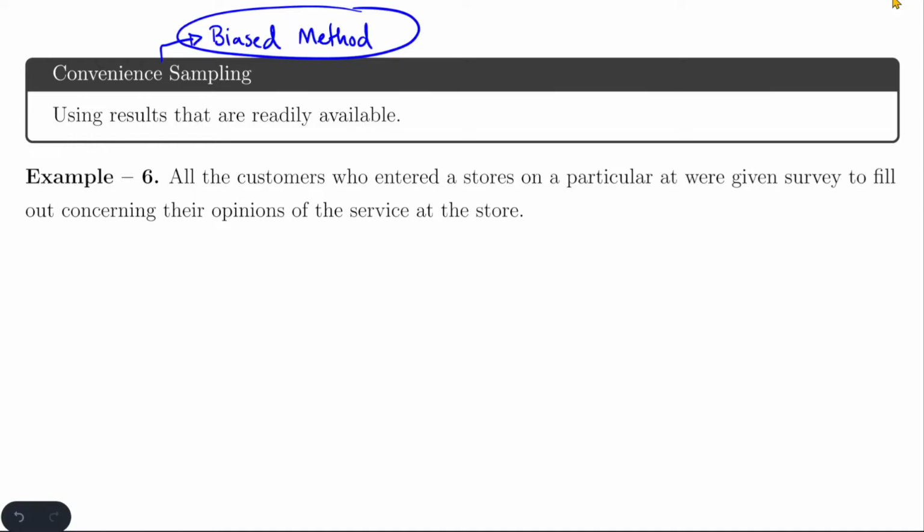So again, convenience sampling, write down, is a biased method. It's not a method that we want to go through, but we want to be able to recognize it. In convenience sampling, you just use results that are readily available. There's no attempt to be random, there's no attempt to gather it in an unbiased way.